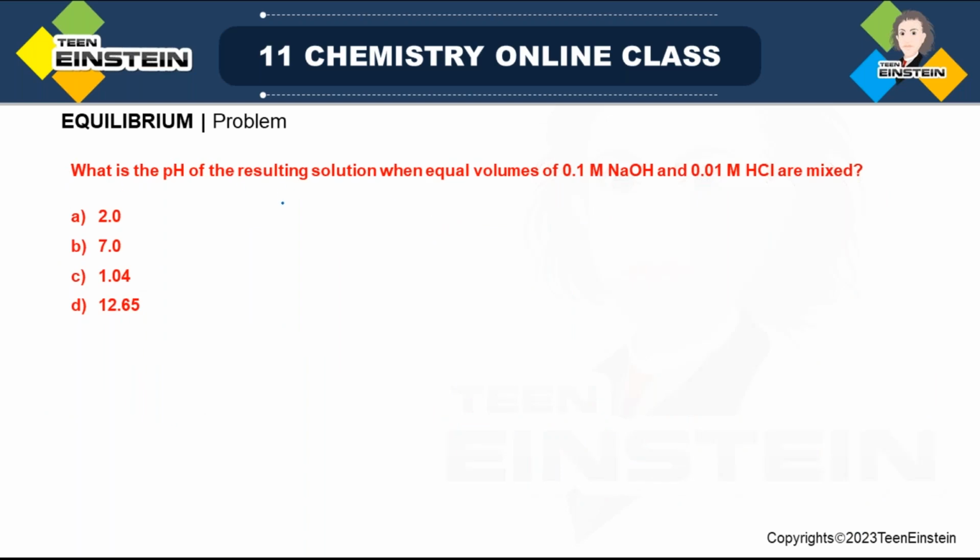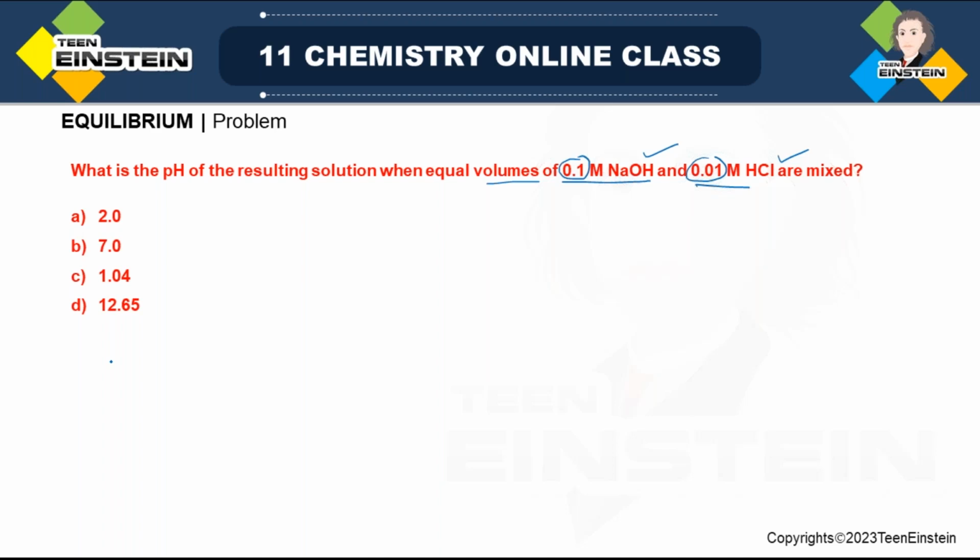What is the pH of the resulting solution when equal volumes of 0.1 molar NaOH and 0.01 molar HCl are mixed? So here the concentration is 0.1, here it is 0.01. So we have taken a strong base and a strong acid. Some options are given. Now, strong acid and strong base we have taken, but they are not of equal concentration.